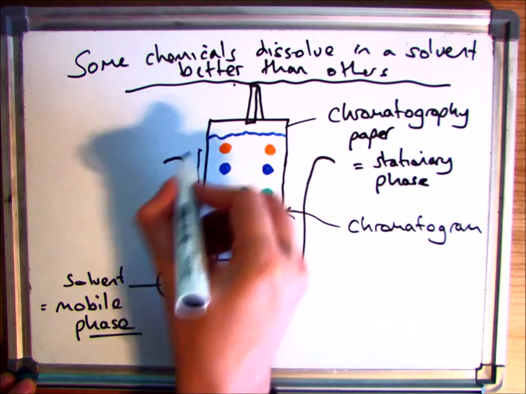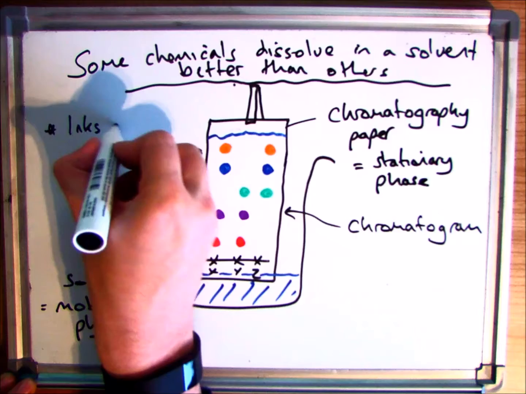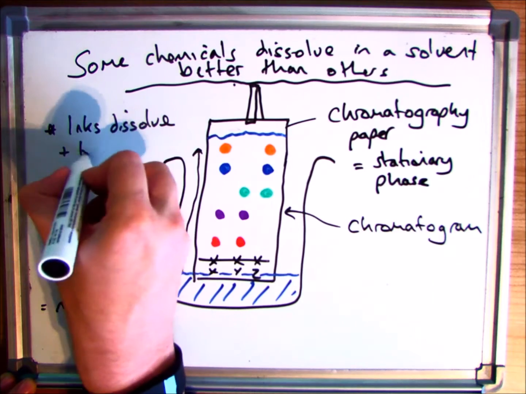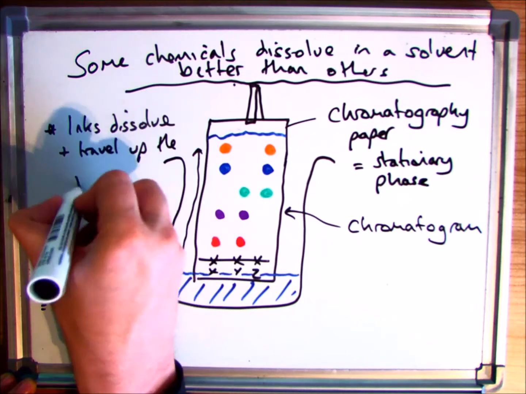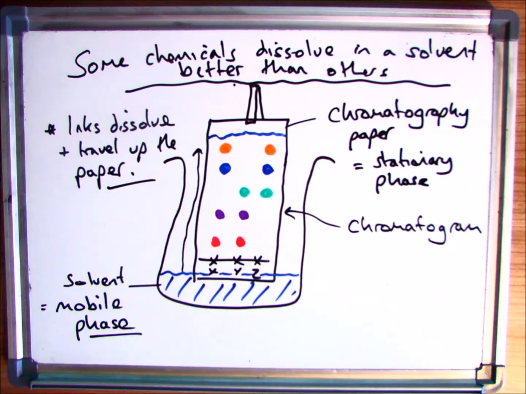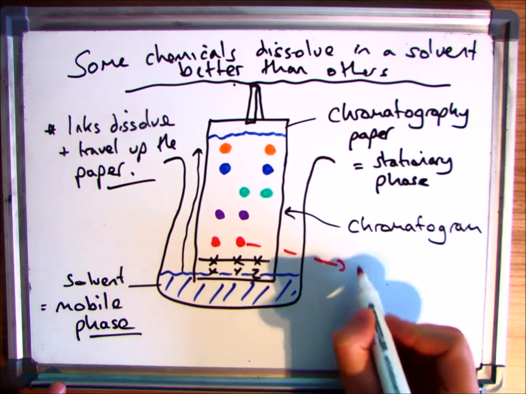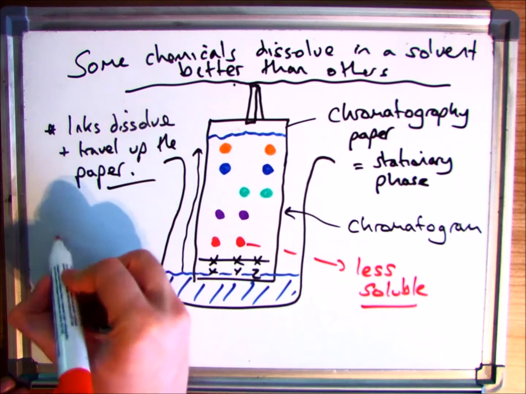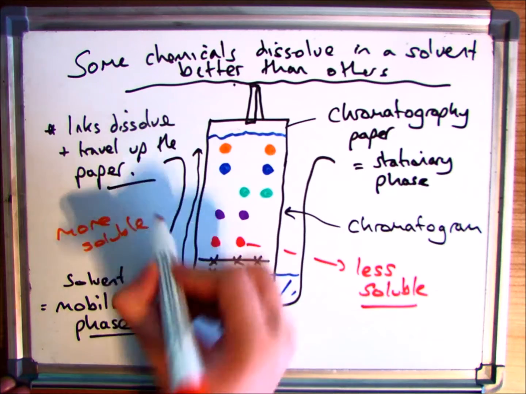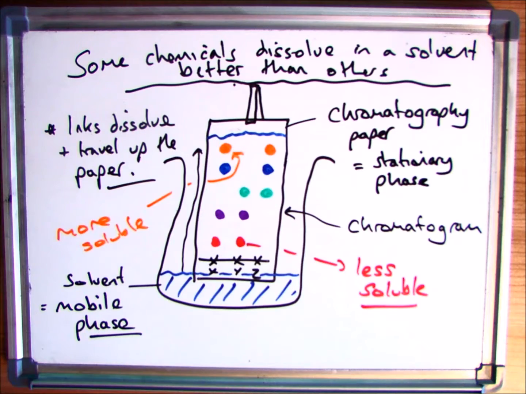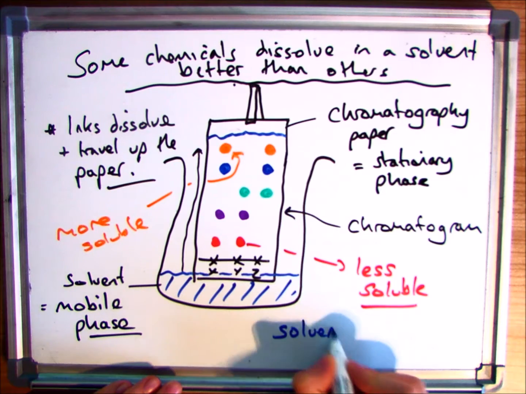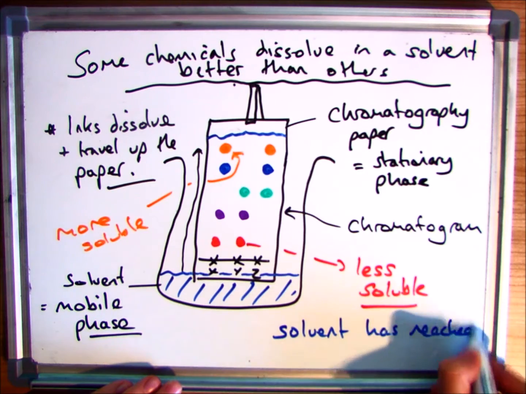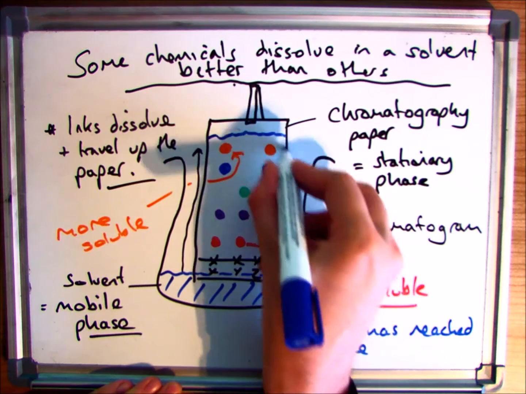Okay, so as I've said, the solvent, your mobile phase, dissolves the inks and they start to move up the paper. And just a quick reminder, the more soluble they are, so in this case the orange dot is the most soluble and has moved the furthest up the paper, and then the red dot is the least soluble and has moved the least up the paper. And then you have the distance that the water has moved itself, that is called the solvent front, and you can measure that with a ruler.